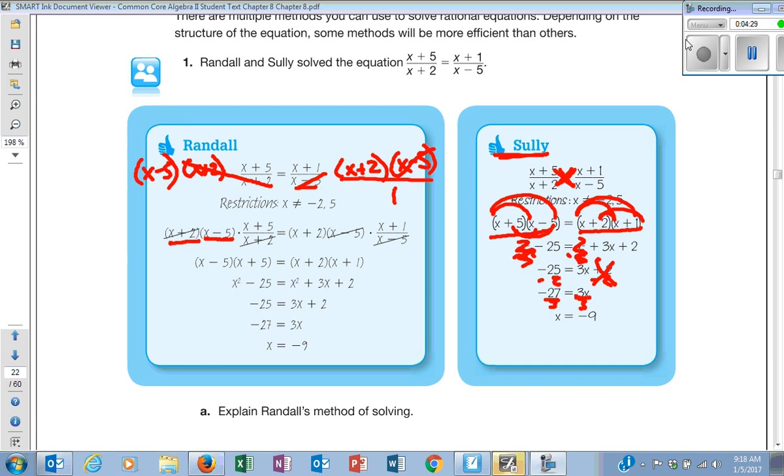Eventually you're going to see Randall gets to this same point. Randall gets to that same point, which was right here. Let me erase that.